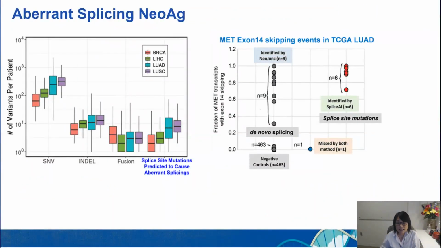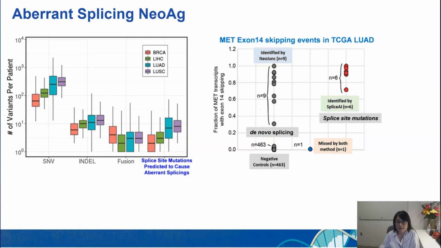Third, the identification of aberrant splicing neoantigens, which is a novel functionality specific to RealNeo. First of all, there is a category of DNA mutations located in splice sites that can lead to aberrant splicings, as shown in the figure to the left. The quantity of these mutations are on par with indels and gene fusions, using TCGA breast, liver, and the 2 lung cancer types as examples.